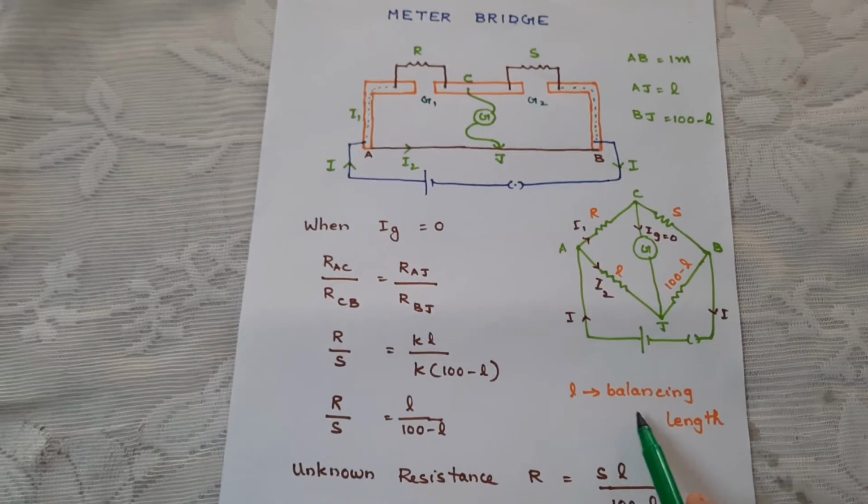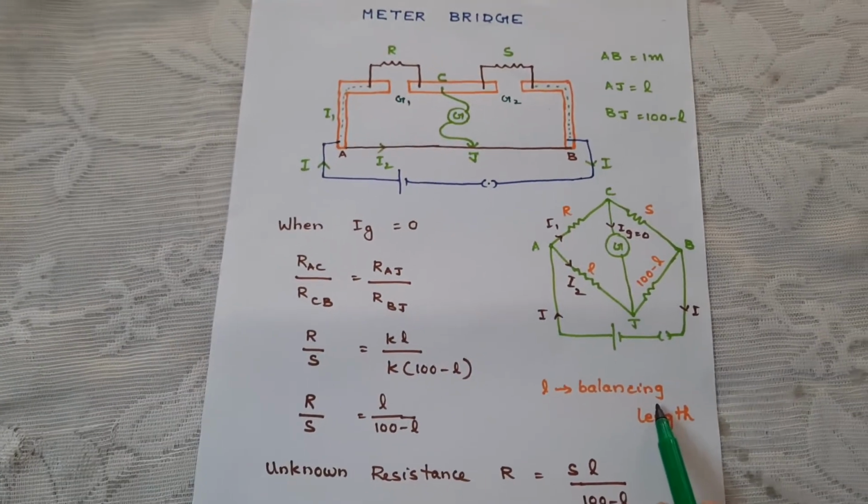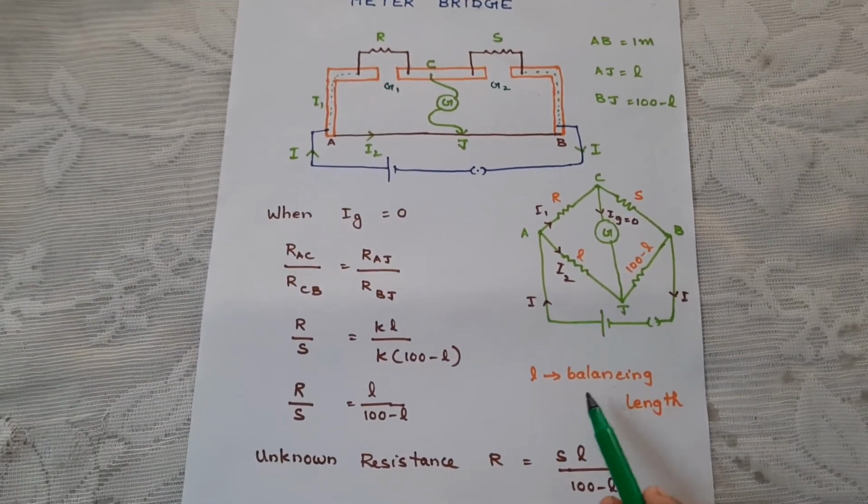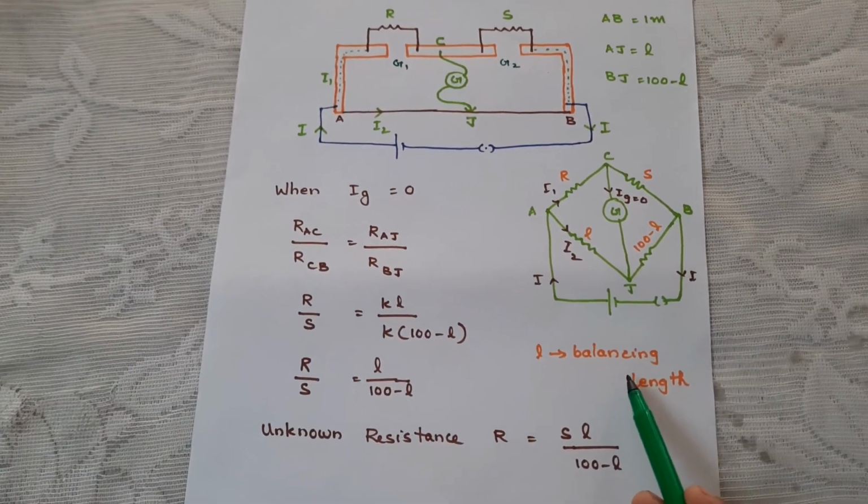And L is known as balancing length. It is the length where the galvanometer shows null deflection.